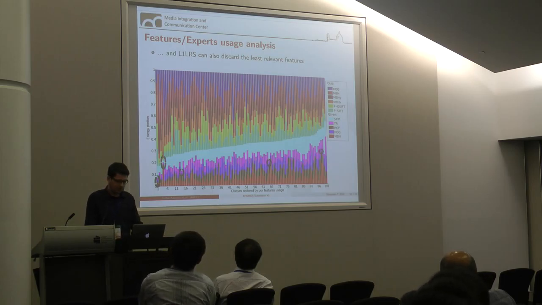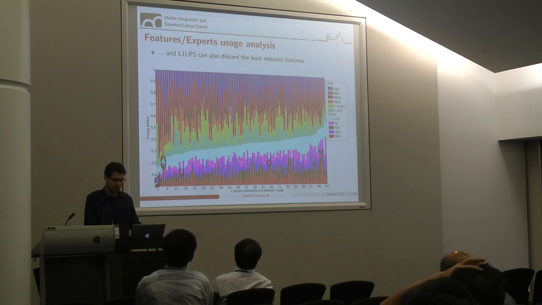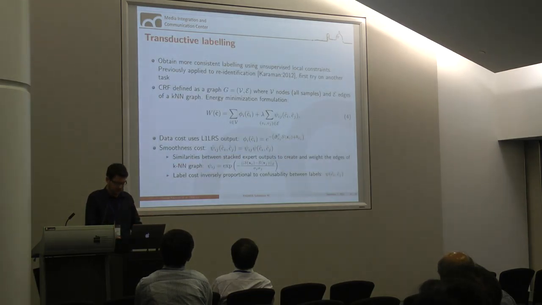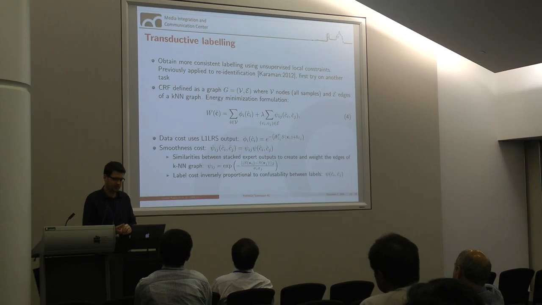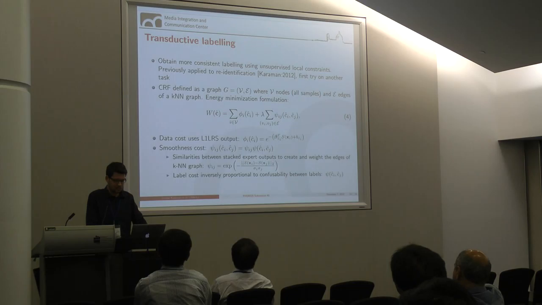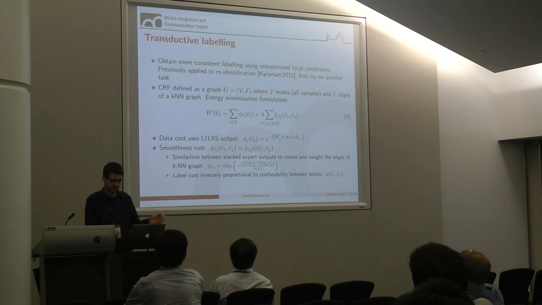So now another thing we wanted to try is to see if we can enforce similar labels for a similar image by trying to leverage the unsupervised knowledge we can extract from just similarities in the stacking feature space. So to do this, we investigated the use of a CRF. It's an idea we previously applied to reunification, and the first try we ran on another task. So the idea is you define a CRF where all samples are the nodes of the graph, and you connect these samples within a KNN graph, where the nearest neighbors are selected in the stacking feature space.